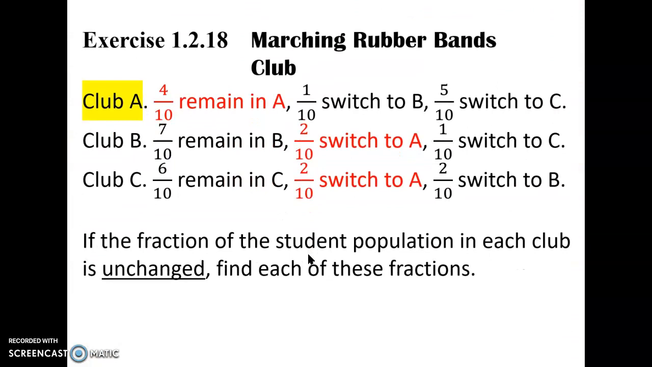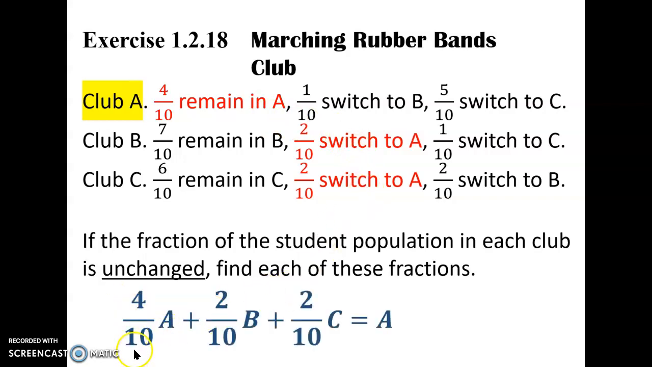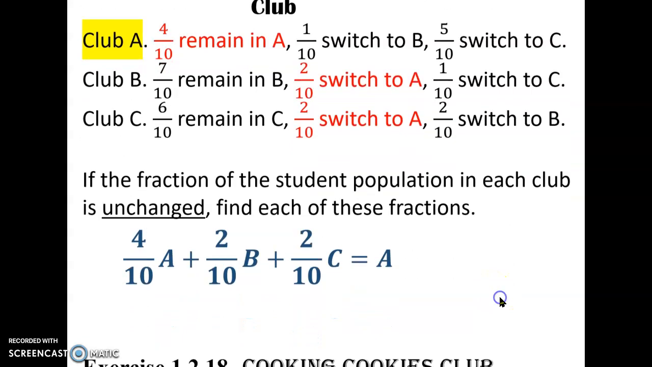Okay, the second one. We have 3 unknowns, so we've got to come up with 3 equations, 2 more. Let's look at A. So 4/10 from A stay there, 2/10 from B go to A, 2/10 from C go to A, and it has to add up to the same number of people. This is starting to look like one of those iffy equations.